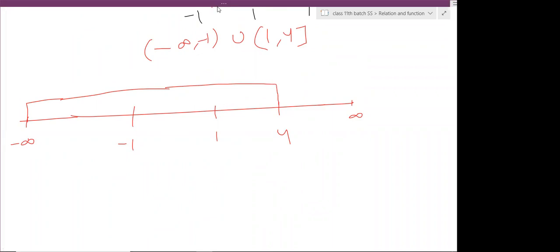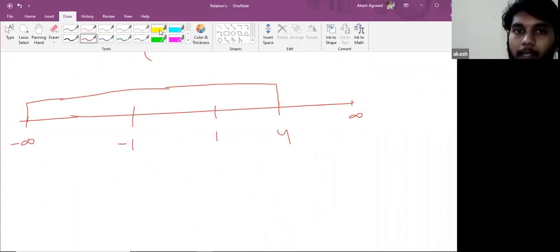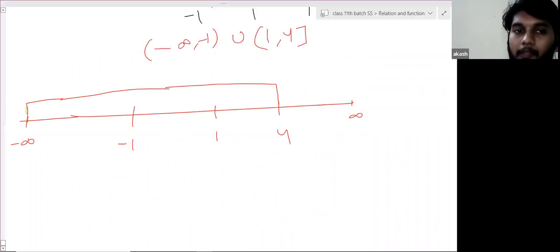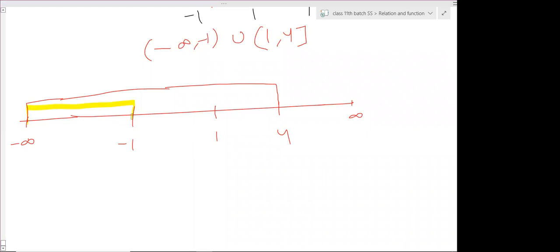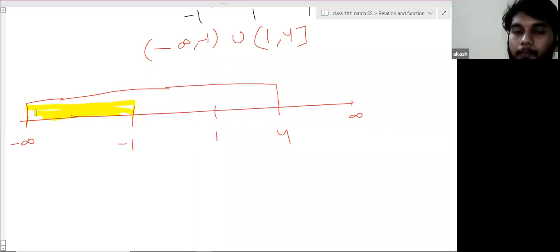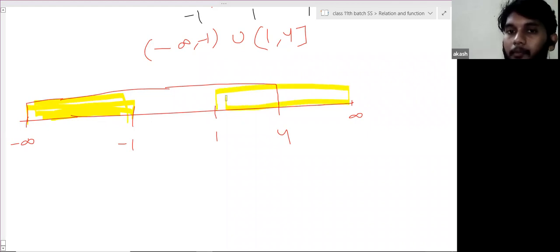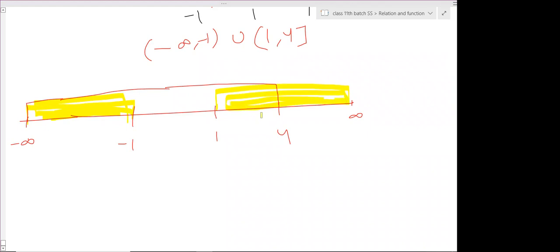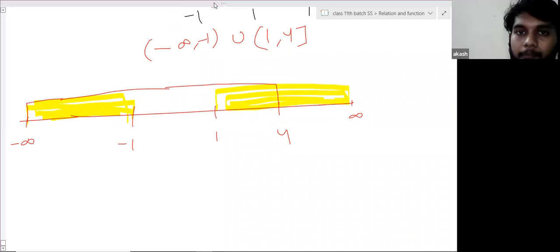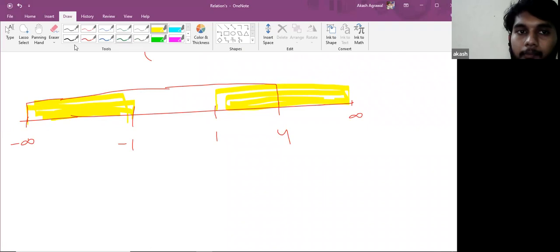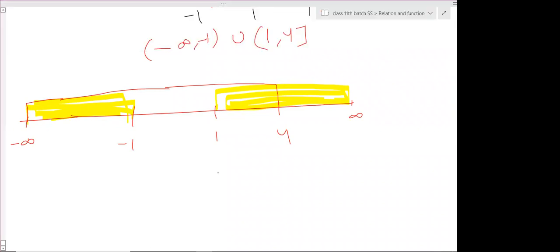The second part says you can take any number from minus infinity to minus 1, right? Yes. Or you can take from 1 to infinity, right? Yes, sir. Okay, sir, I got it. So, sir, can't we simply write it as minus infinity to 4 intersection?